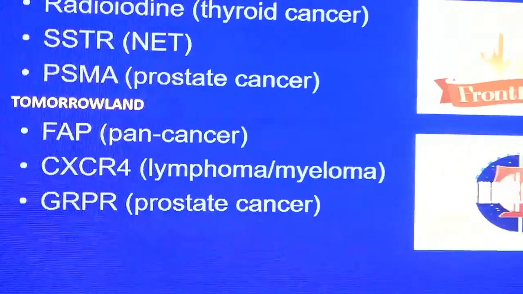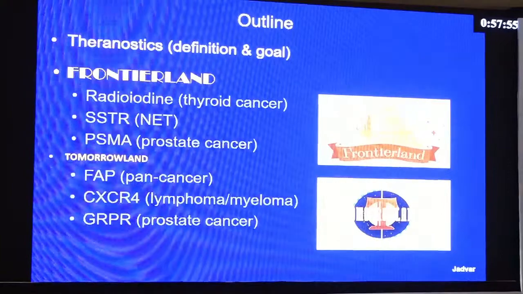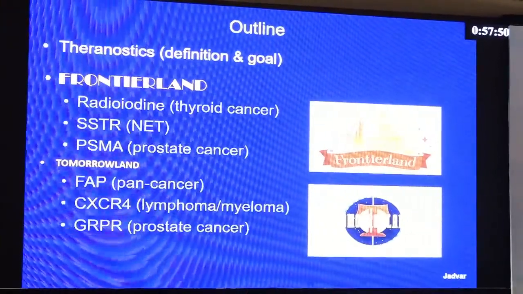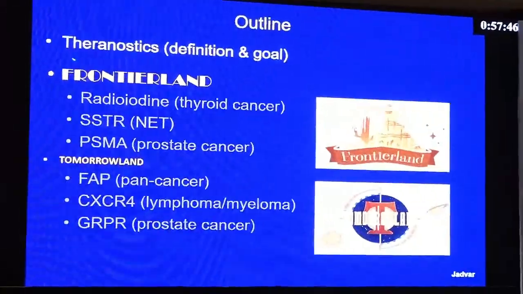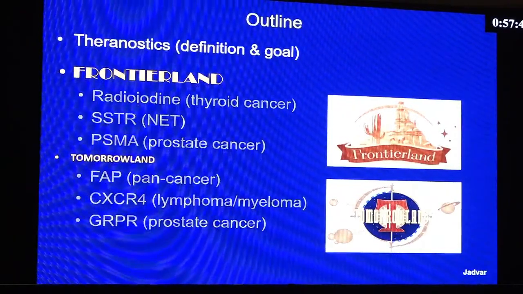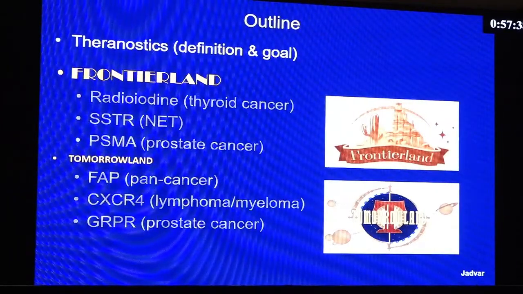So the topic of my lecture tonight is radiotheranostics: then, now, and future. This is the outline of my talk. What I'm going to do is just define theranostics first, and then since I live in Southern California in Los Angeles, and that's the home of Disneyland, I thought I'd use that theme.